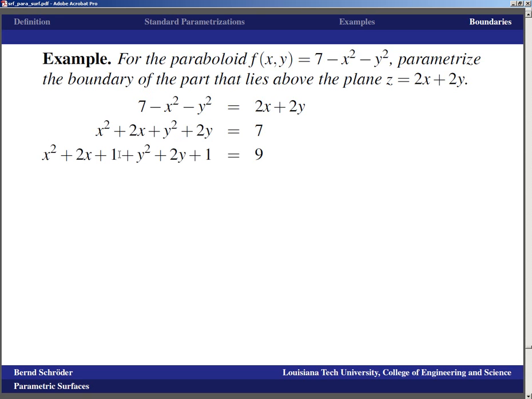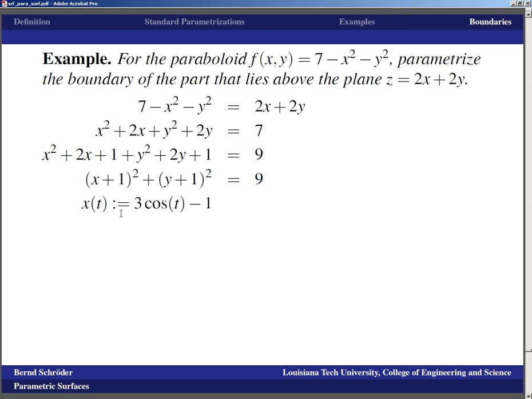So I've added 1 here, as well as here. And of course, if I add that 1 twice to 7, I get 9 on the right side. And now this ends up being x plus 1 quantity squared, and this being y plus 1 quantity squared. And that's the equation of a circle of radius 3 around the point -1, -1.